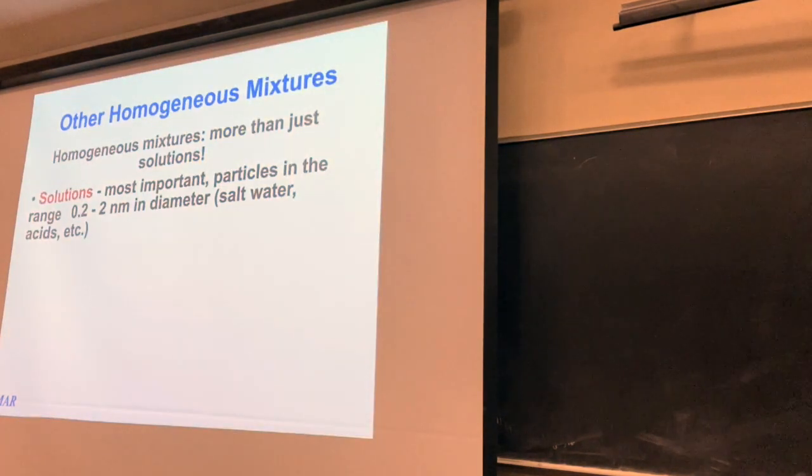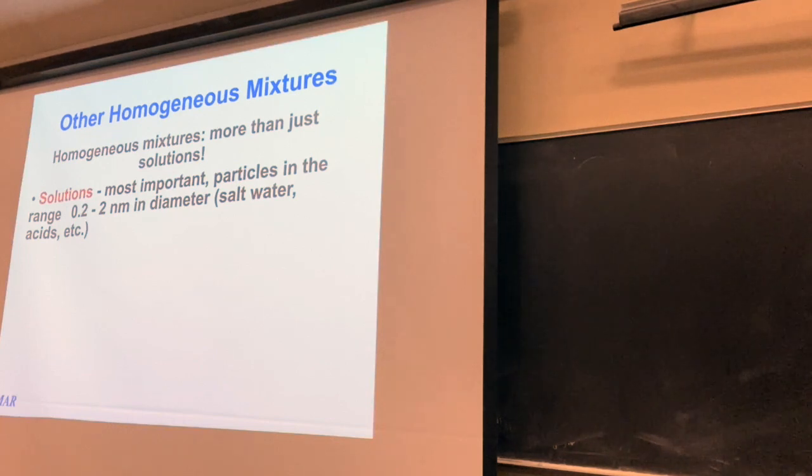Now, besides solutions, there are other types of homogeneous mixtures. At the beginning of this chapter, in that weird lecture I gave on Friday with Chalk Talk, we're looking in this whole chapter at homogeneous mixtures, which means two or more components, but in the same phase. A solution, which is what we've been focusing on, is by far the most important, all right? Solutions are what we use in chemistry most of the time. Really what makes a solution is that the particles, especially in the solute, are pretty small, all right? 0.2 to 2 nanometers is about what they think.